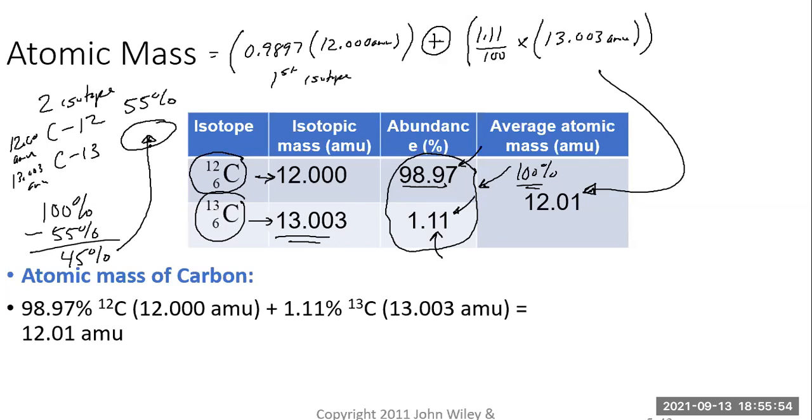Now, it's important to remember that if you were able to pull out a carbon atom, you would never find one that really does have a mass of 12.01. You would either find one that has the mass of carbon 12, or one that has the mass of carbon 13. But again, we do use this as the average atomic mass of those naturally occurring isotopes.